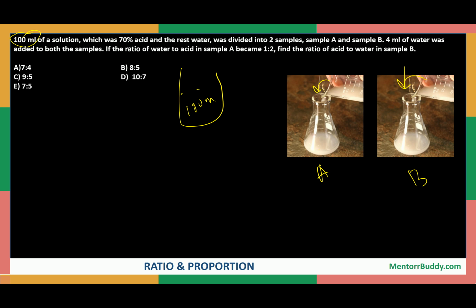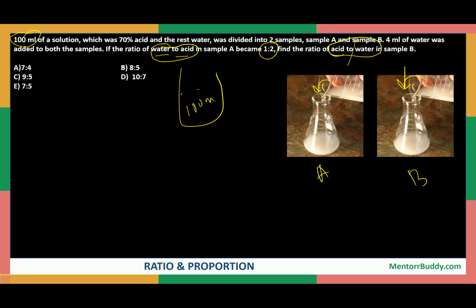after adding 4 ml of water, the ratio of water to acid. See, we have to note carefully that the ratio of water to acid is given as 1:2. So after adding 4 ml of water, this solution becomes 1:2. So they are saying that in sample B, if we add the same amount of water, 4 ml, what will be the ratio of acid to water? Here the opposite ratio has been asked, acid to water, right?